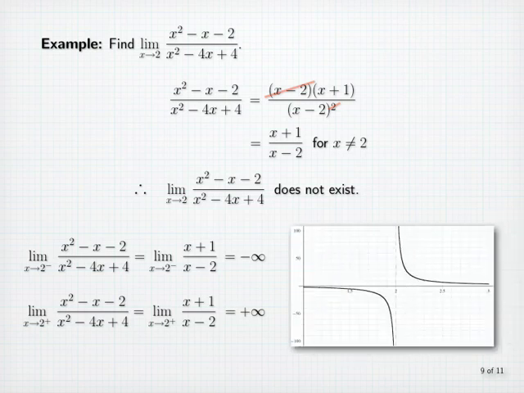Here's the graph of the function. Notice there's a vertical asymptote at x equals 2. As x approaches 2 from the left, values of the function are negative and getting larger and larger. As x approaches 2 from the right, values of the function are positive and getting larger and larger.